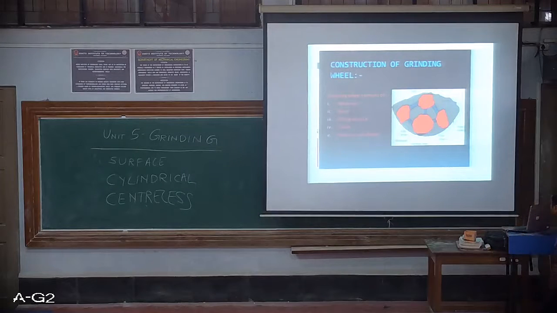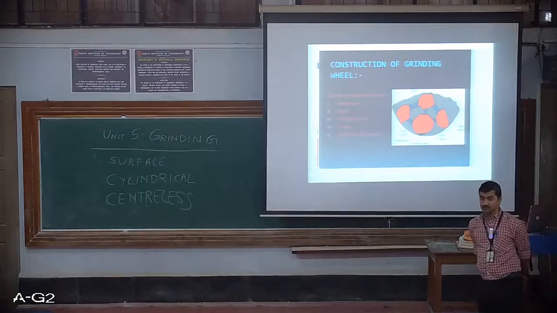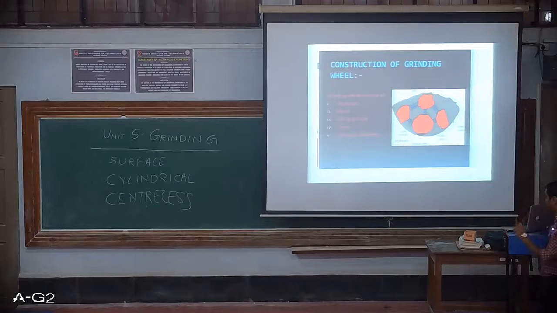Next, now we will see the construction of a grinding wheel. We had drawn a similar diagram. So it has a bond. The dark blue color represents the bond. The red color represents the grains, the grain structure. And there are some cracks. You can observe there are some terms like micro cracks and all. That is because of the wear and tear of those abrasive particles, they become blunt.